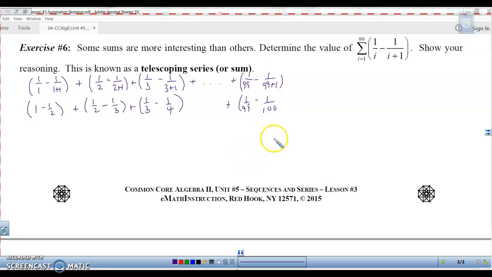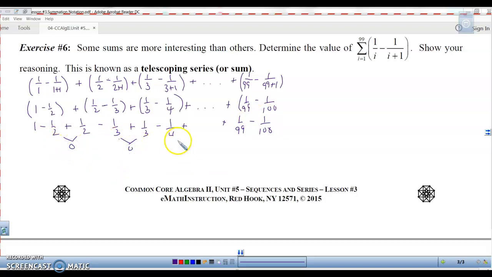Okay, now look at the terms of your sequence. What do you notice if you drop the parentheses here? 1 minus a half plus a half minus a third plus a third minus a fourth plus dot, dot, dot plus 1 over 99 minus 1 over 100. What do you notice about these terms right here? They're going to cancel out to be 0.